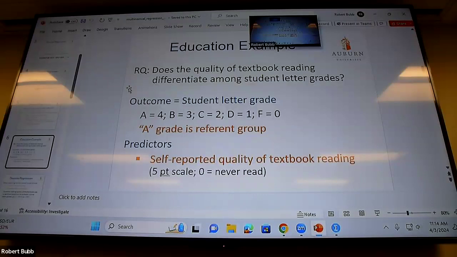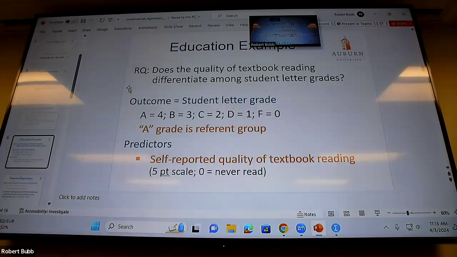Let's look at student letter grade here. Obviously A, B, C, D, F are not completely independent of each other. That is on an ordinal level scale. We would consider A being higher than a B, and then a C, then a D, then an F, and so on and so forth. So ordinal logistic regression is probably best here.